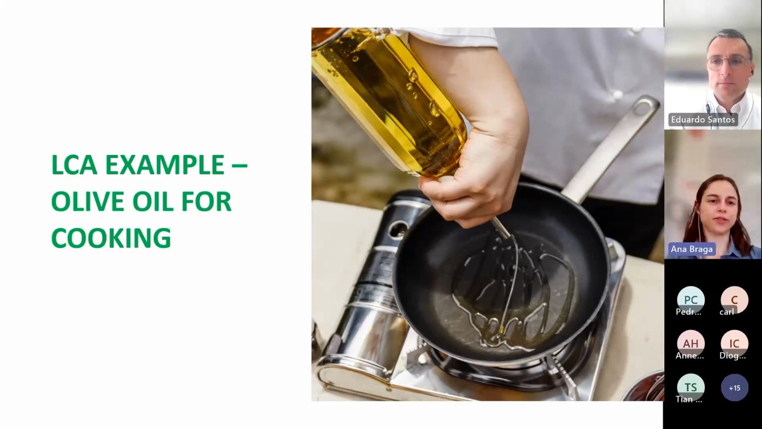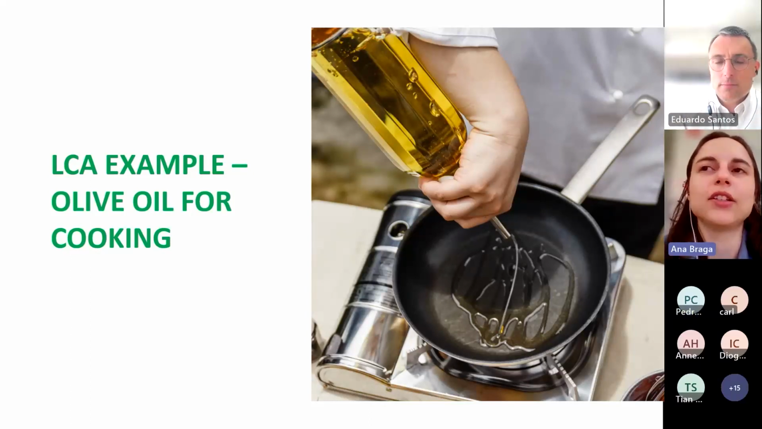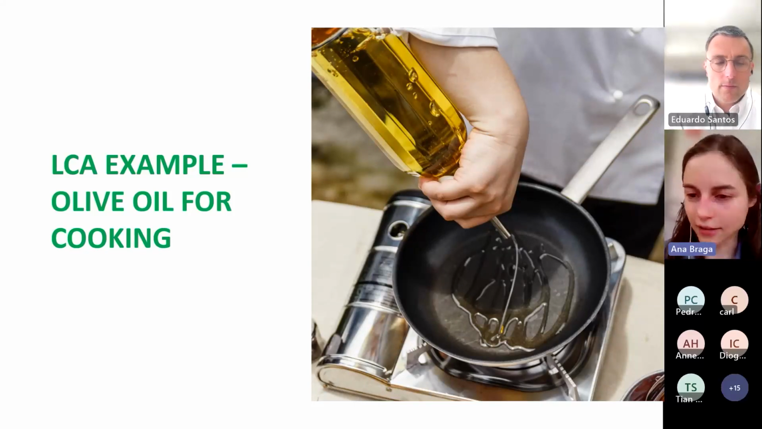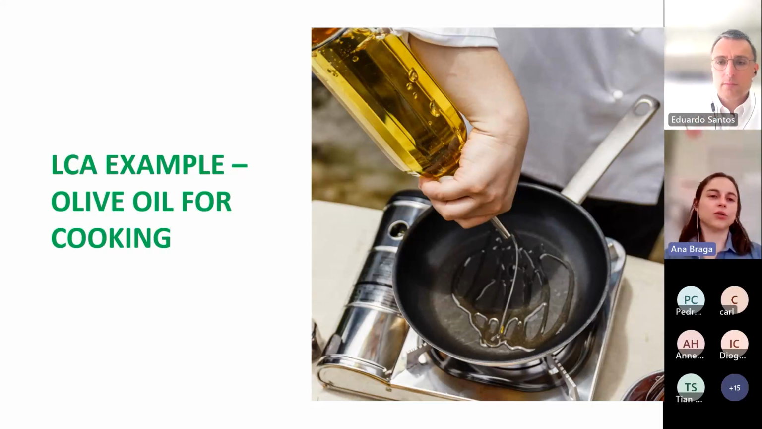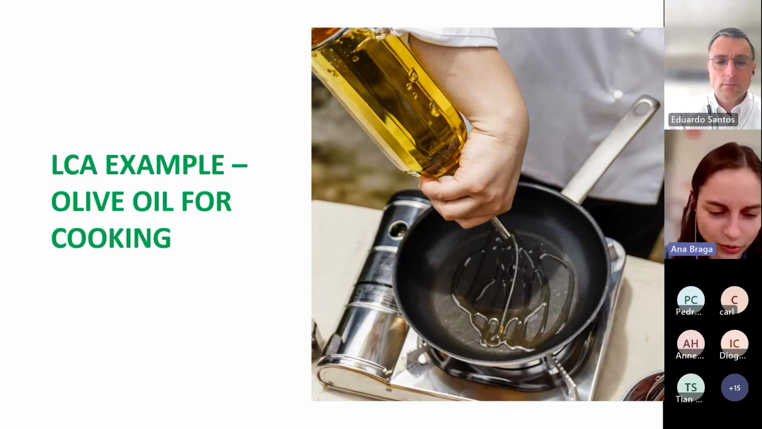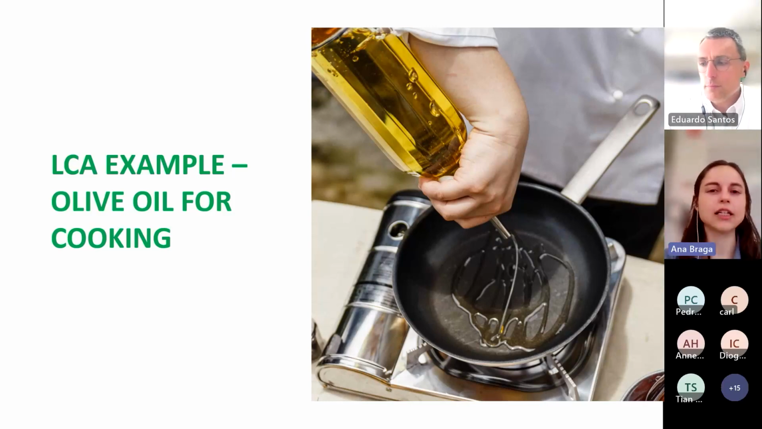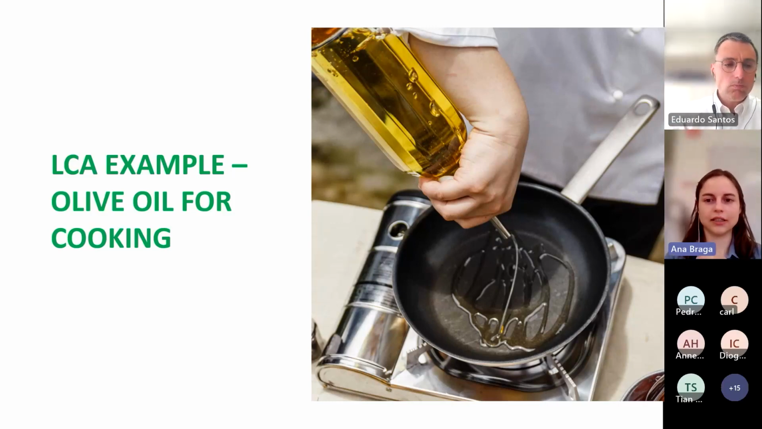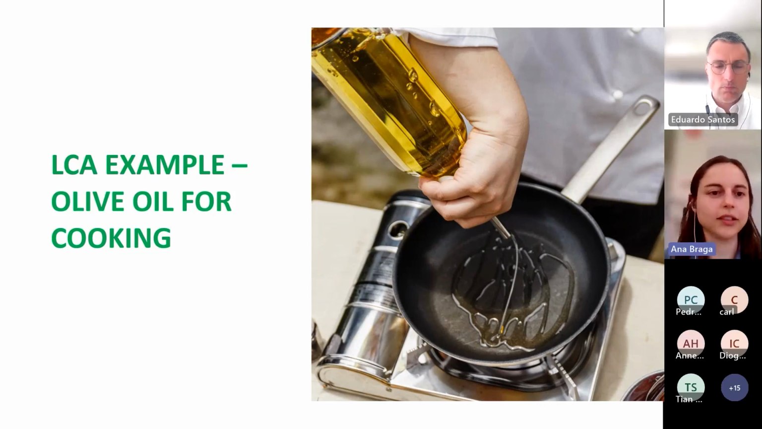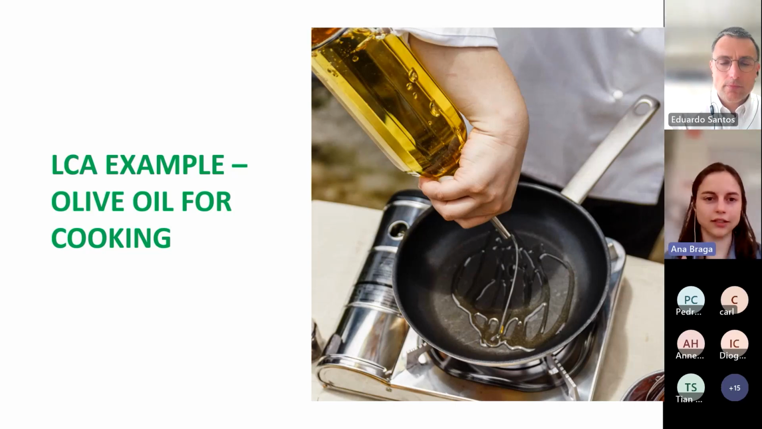Yes, good. So we prepared a practical example that considers the life cycle of olive oil. I think you had the opportunity to see the life cycle stages proposed in the participants pack that was sent last week, and to think a little about what can be included in each stage of the life cycle and the inventory, the inputs and outputs that Eduardo spoke about in the theoretical part. So that's it.